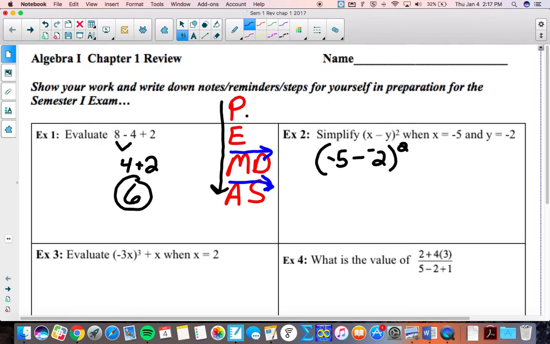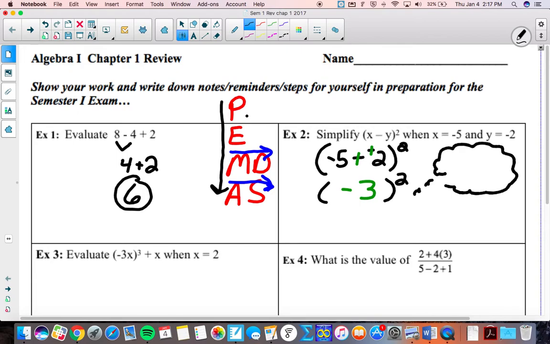I see there's parentheses, so I'm going to do what's in the parentheses first. I see negative 5 minus negative 2. When I see subtraction, I like to add the opposite. I add the opposite of that second value. So I really have negative 5 plus positive 2, which is negative 3. Now I'm squaring negative 3. What does that mean? In my thought bubble, that means you take that value, this negative 3, and multiply it by itself twice. So we're saying negative 3 times negative 3. That's a positive 9. A negative times a negative is a positive.